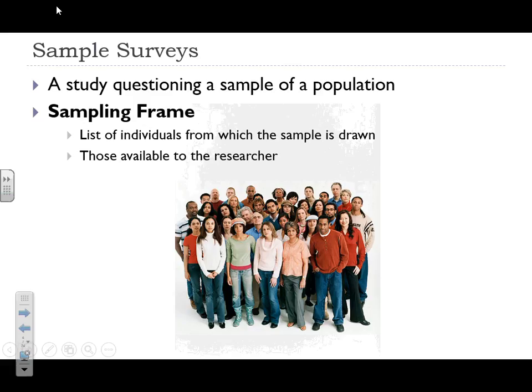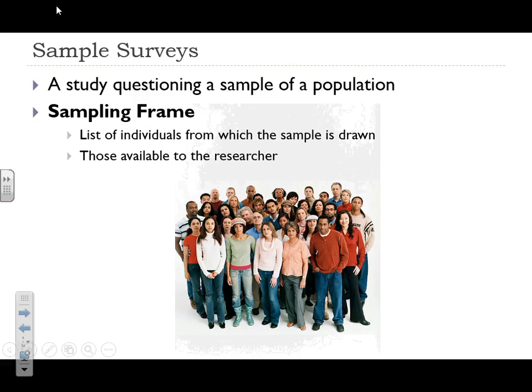Okay? Now, sampling frame is similar to population, and in some cases it might be the exact same thing, because you might have access to your entire population of interest. But other times, your population of interest, you might not have access to every single person or every single object within that population. So the people you do have access to would be referred to as your sampling frame.